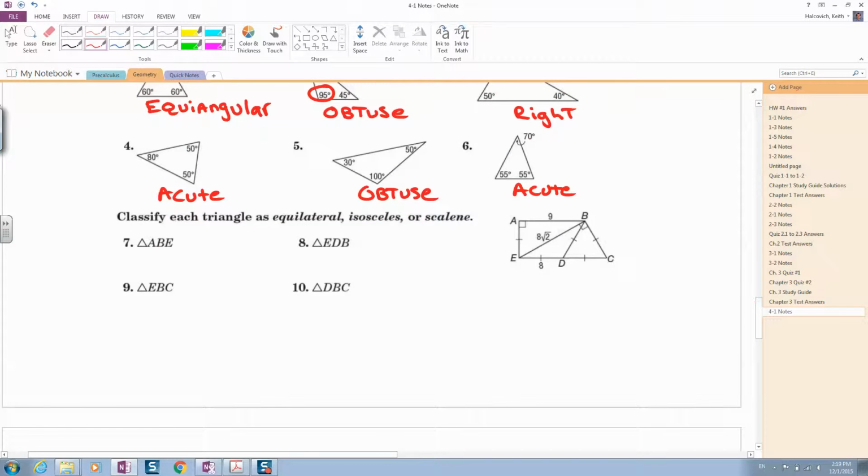Looking at the next ones, ABE is right here. You know that this is 8, so this is 8, and that's 8, and that's 8. So ABE is scalene, because none of them are the same. EDB, two of them are the same, so that means it's isosceles. EBC, well that means it's scalene because this is 8 square root of 2, this is 8, and this is 16. DBC is equilateral.